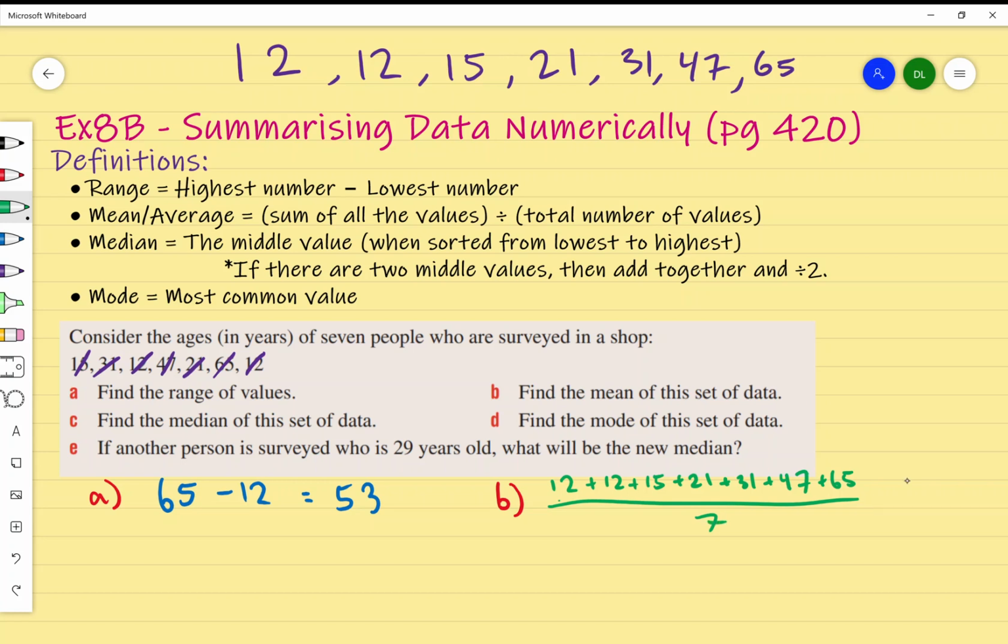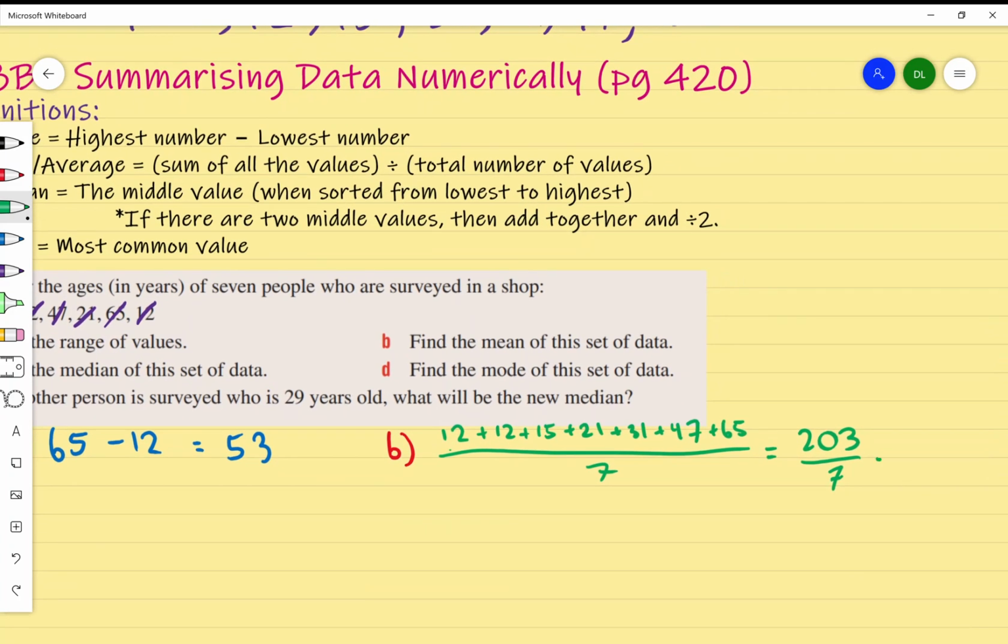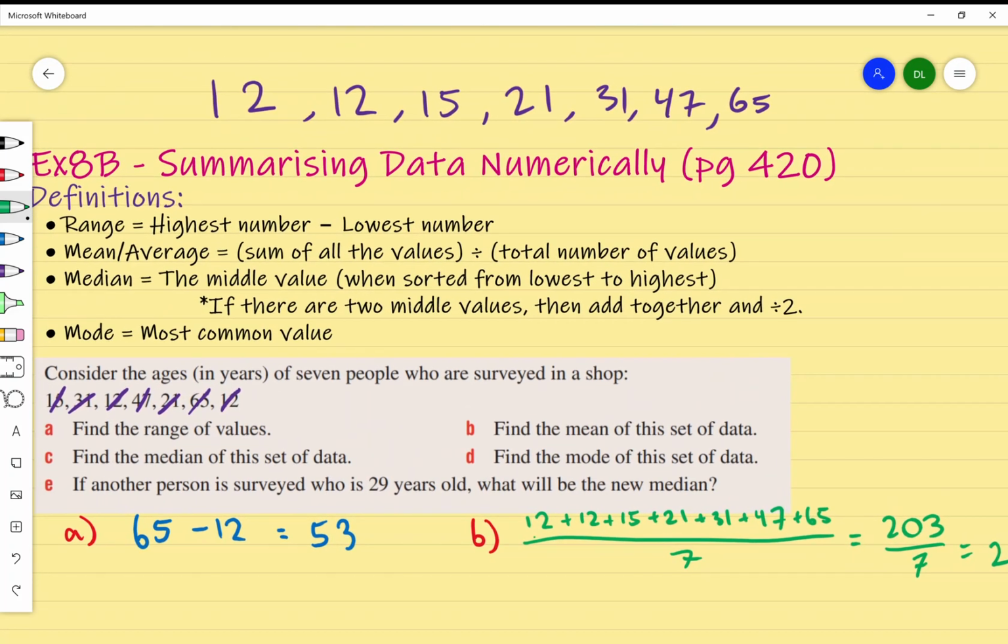Putting that in the calculator, you end up with 203 divided by 7. Now, that means when you put that in the calculator, you get 29. Which means on average, the people that entered the shop were 29 years old. Now, we don't actually have anyone that is 29 years old, but we're saying on average, if we look at it collectively, they're 29 years old each, about.